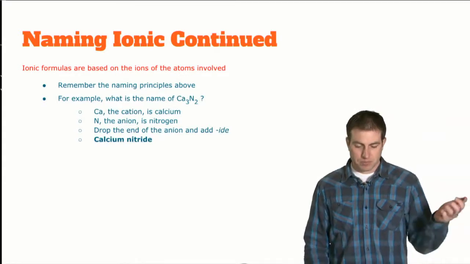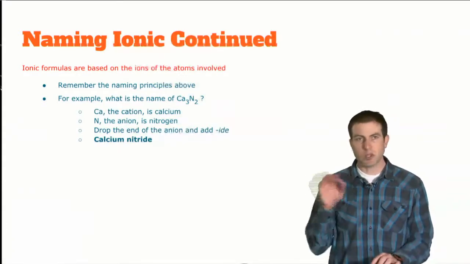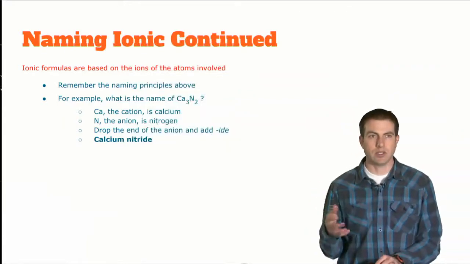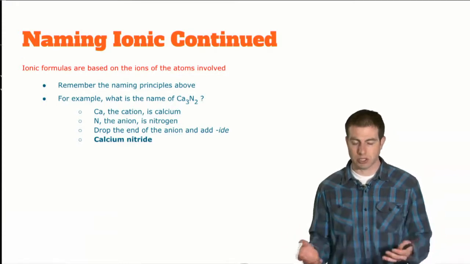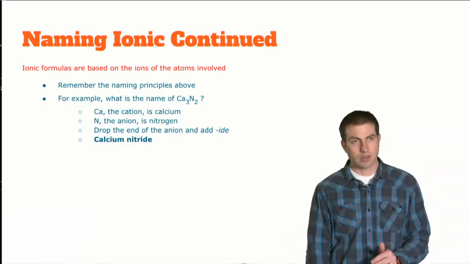Here's another example. Calcium, nitrogen. The subscripts don't matter when we're naming them. Calcium Ca3N2, doesn't matter. It's calcium, it's nitrogen, it's calcium nitride. That's it. It's kind of a gift when you see a nice, easy question.